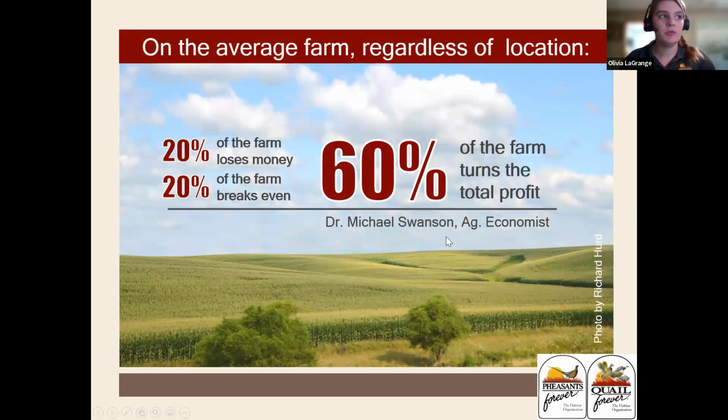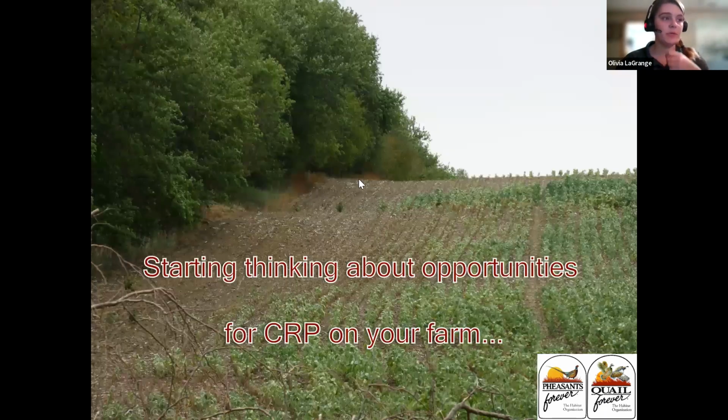So on average, about 20% of farms lose money, 20% break even, and 60% turn a profit. So you want to try and keep your farm in the green. To do that, you want to utilize those parts of the farm that are not the most productive as far as farm ground, but could be a great native grass area. So that's where CRP leads us. We want you to start thinking about opportunities for CRP on your farm.